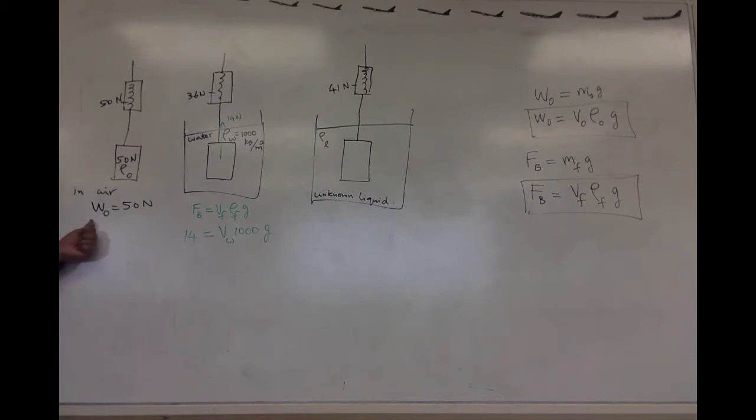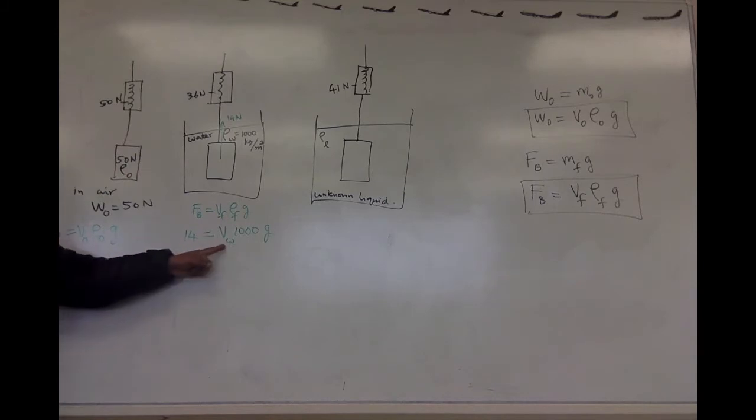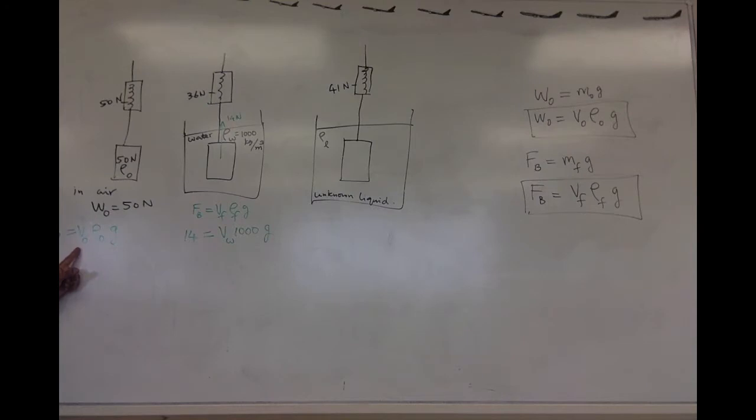On this side, weight of object is 50. What is the equation for weight of object? So 50 is equal to volume of object times density of object, which we don't know, times gravity. Now looking at these two equations, what do you know about volume of water displaced and volume of object? It's going to be the same. They should cancel out.